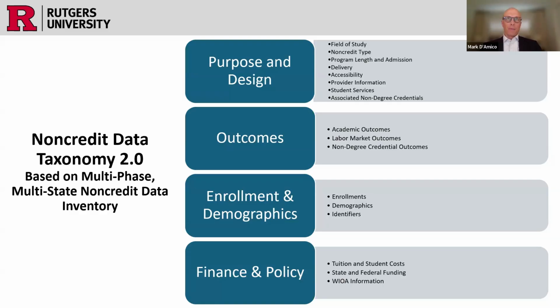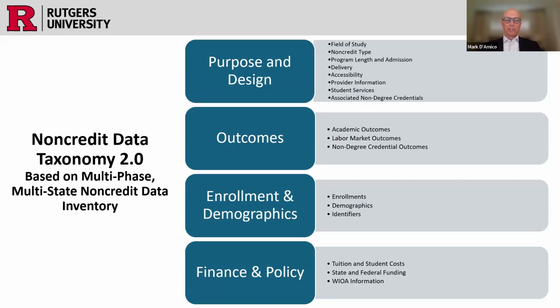You'll see we have 4 primary categories: purpose and design. This is basically what the programs do, how long they are. Again, also going to be Workforce Pell relevant. What services are offered to students, what non-degree credentials are aligned with those programs, and then the outcomes data. The labor market outcomes, academic outcomes, do students complete, not complete, and what credentials do students earn ultimately.